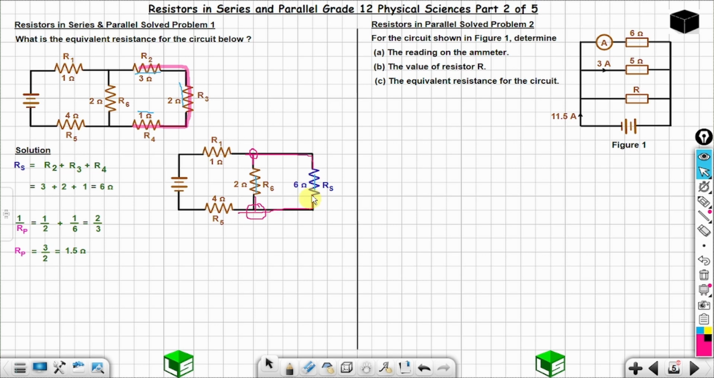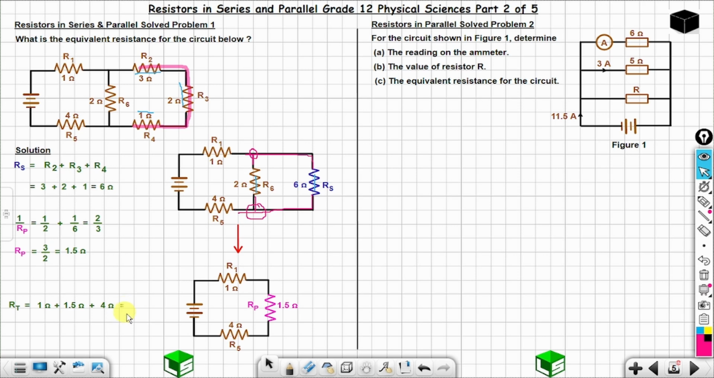Now you can redraw the circuit by replacing the two resistors which are connected in parallel. So you are going to have this. Now you can see you have a series connection. So total resistance or equivalent resistance is equal to 1 plus 1.5 plus 4.